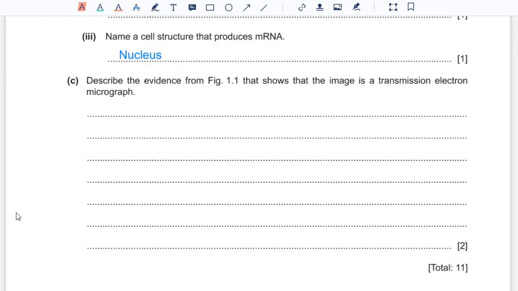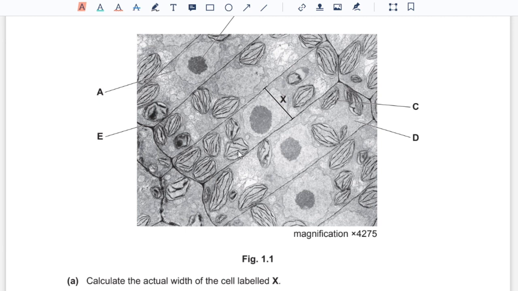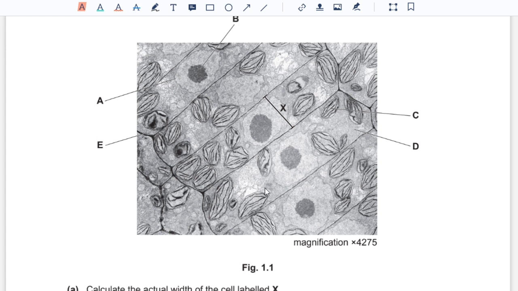C. Describe the evidence from Figure 1.1 that shows that the image is a transmission electron micrograph. You've got 2 marks for this answer, and 1 mark I'd use to explain why it is an electron micrograph, and the other one for why it is a transmission electron micrograph. So first off, it is an electron micrograph because it has enough resolution to clearly show all of the organelles in this micrograph over here. And also, transmission electron micrographs are able to show the internal details of the organelles, which you can see for these chloroplasts, for example.